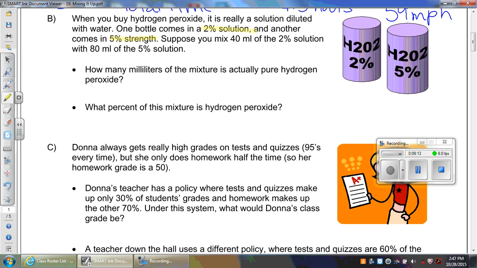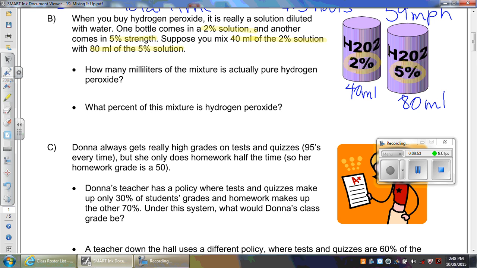So the first bottle, the one that is 2%, has 40 milliliters, or at least that's what we're going to mix. The second solution has 5% hydrogen peroxide. We're going to mix 80 milliliters. So let's see if we were to mix those two. We have 40 and 80. If we were to mix those two, how many milliliters of the mixture is actually pure hydrogen peroxide?